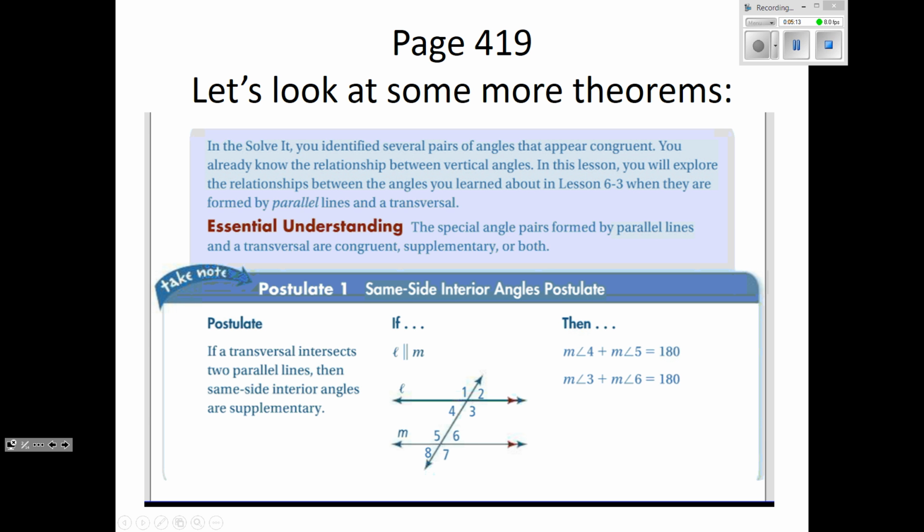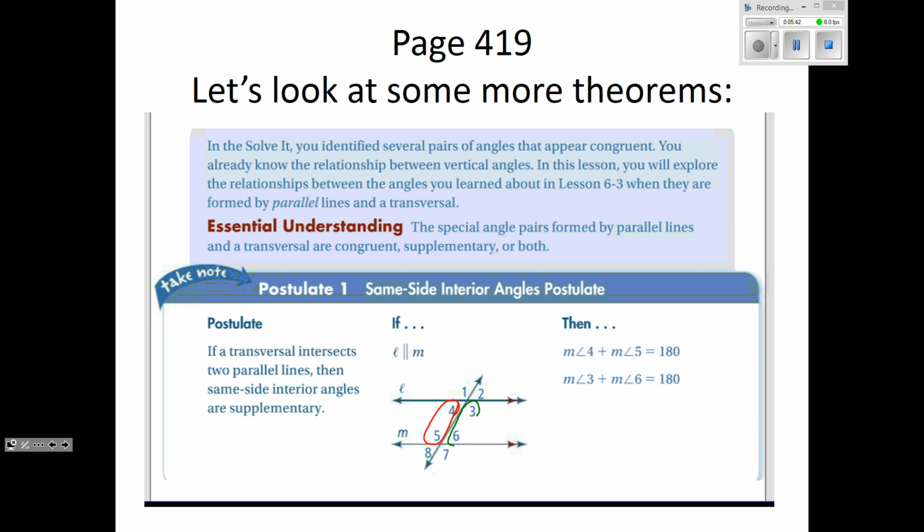Adds up to 180, right? Okay, so if a transversal intersects two parallel lines, then same side interior angles are supplementary. So in this picture on this book, 4 and 5 are same side interior because they're on the same side of the line that cuts across the parallel lines, the transversal, and they are inside of the parallel lines. So same side interior, they're going to be supplementary.